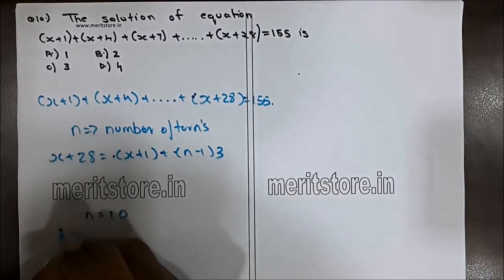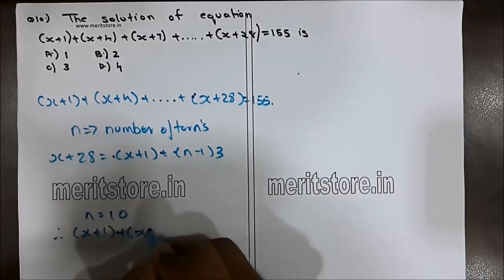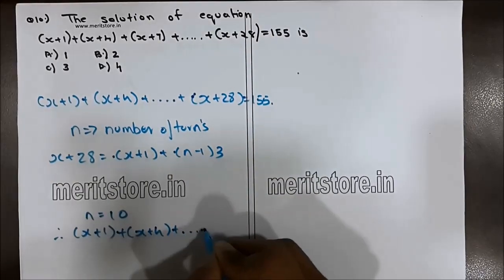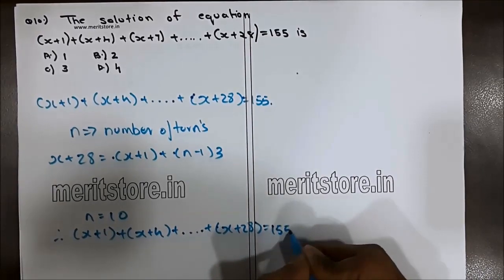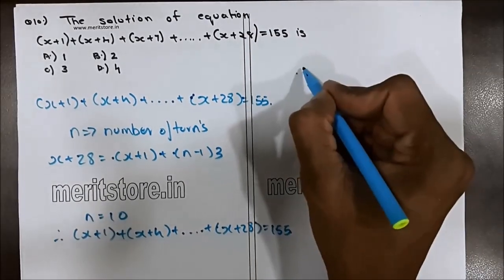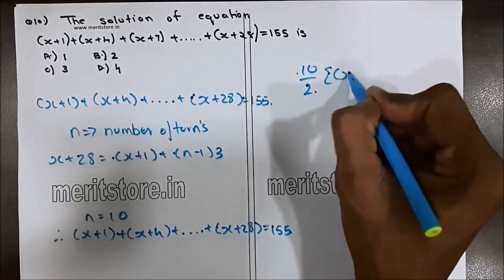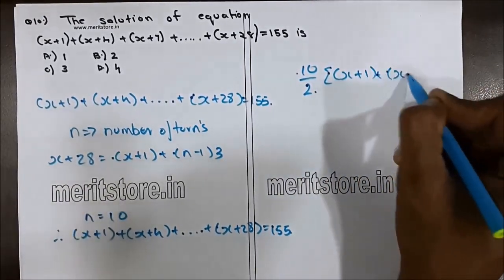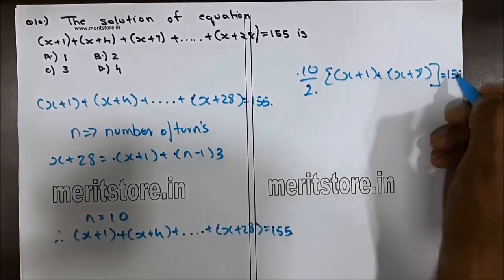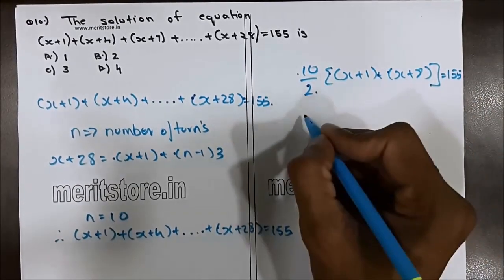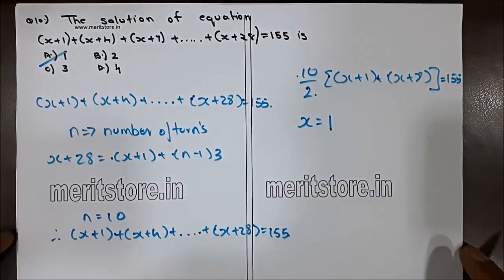Therefore (x plus 1) plus (x plus 4) plus and so on up to (x plus 28) is equal to 155. So we solve using n, that is 10 by 2 times ((x plus 1) plus (x plus 28)) equals 155. So solving this, we get x is equal to 1, which is our option A. Therefore, option A is the correct answer.